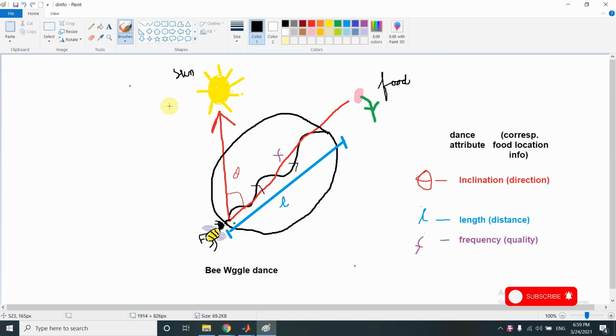So the bee waggle dance provides all the information about the location and quality of the food source. The inclination with respect to the sun gives the direction of the food source. The length of the waggle dance gives the distance of the food source from the beehive, and the frequency of the dance gives an indication about the quality of that food source.